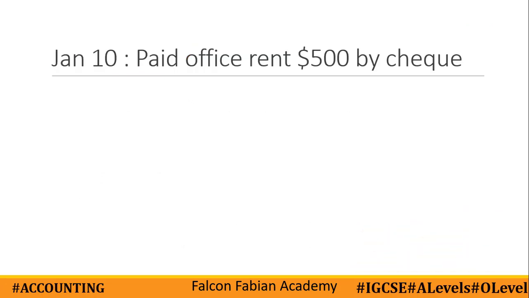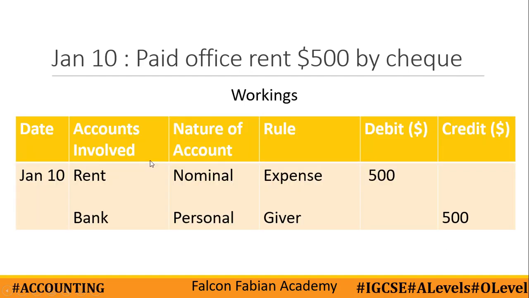Now let's read the first transaction and record the journal entry. If you've watched my previous videos, you would know how we write journal entries. So first we will do the workings and then we will record it in the journal, as this will help us understand the concept better. So first we read the transaction, that is January 10, paid office rent $500 by check. Now we will do the workings in this table.